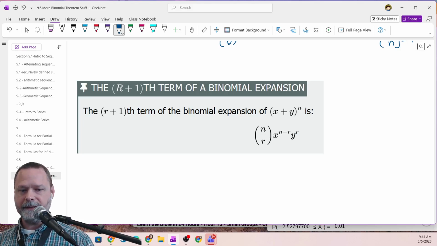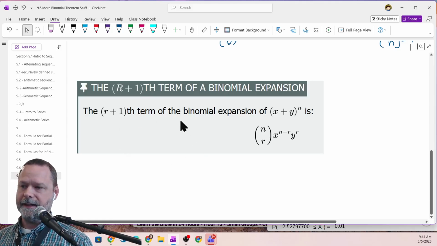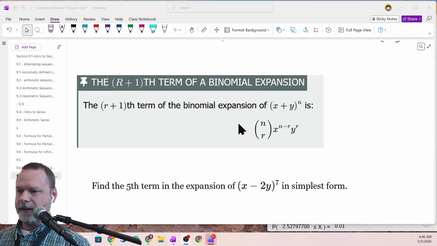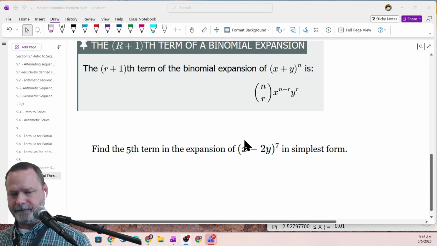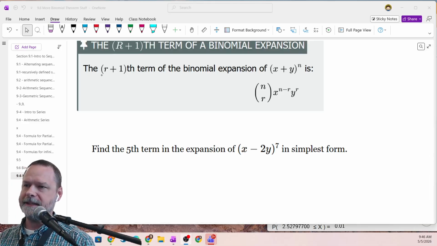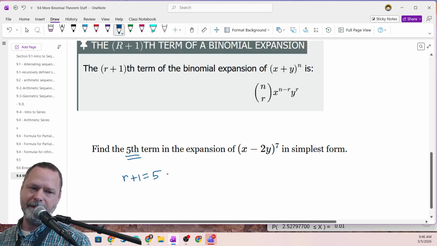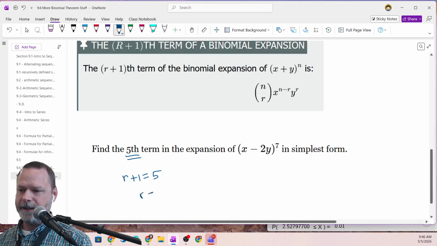So really quickly, let's use this to do an example. We can easily do this pretty quick. All right, so here's a problem we can try this on. And this will be super easy. So when it says r plus 1th term, we want the 5th term. So in other words, r plus 1 equals 5. That's what that means. And that means then r is going to be 4.